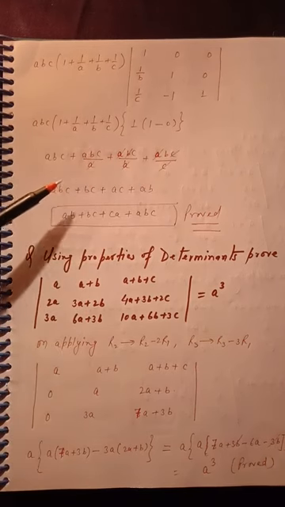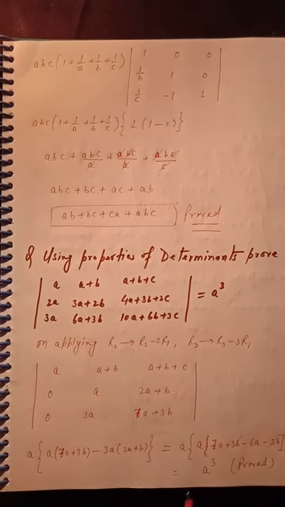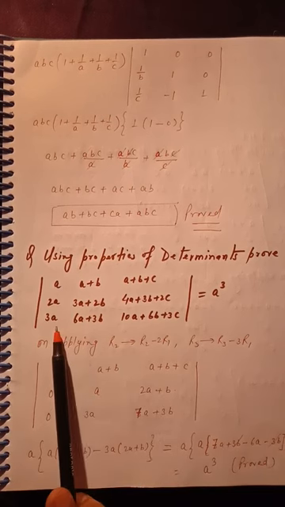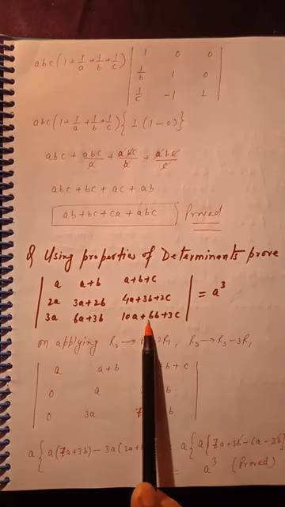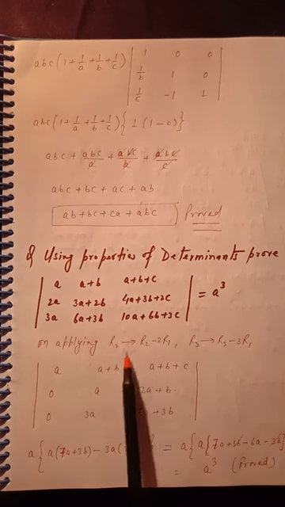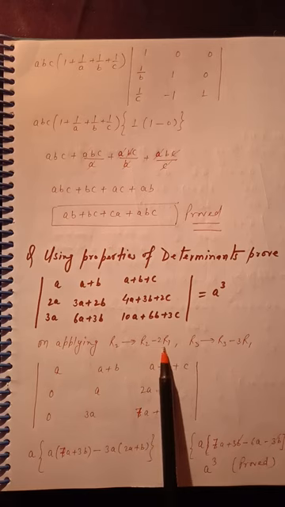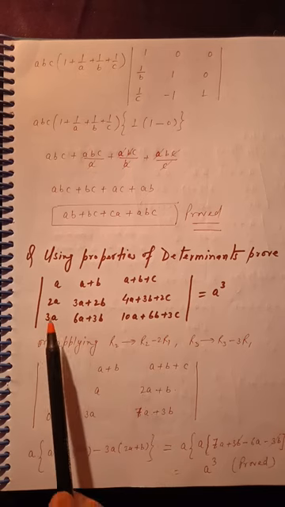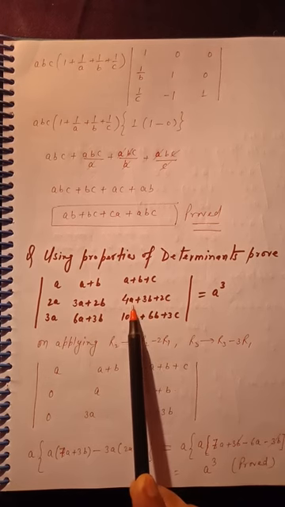So finally I am getting ABC plus BC plus AC plus AB. So hence we have to prove it. Take the next problem. We have to prove it equal to a cube. Now it seems to be very lengthy, but we already know that we can apply this operation. Any row can be written as the sum or difference with another row. So this R2 is very big, so we have to simplify it.